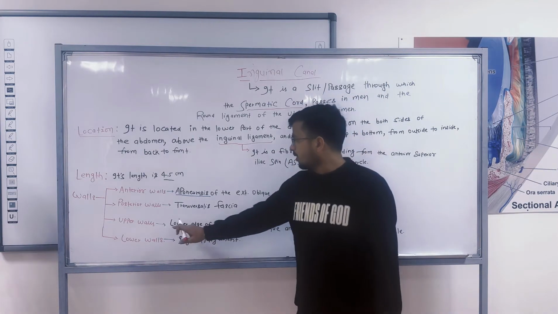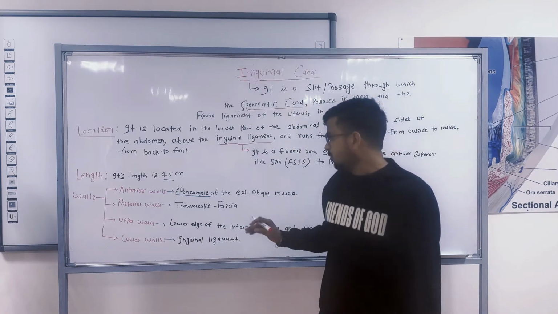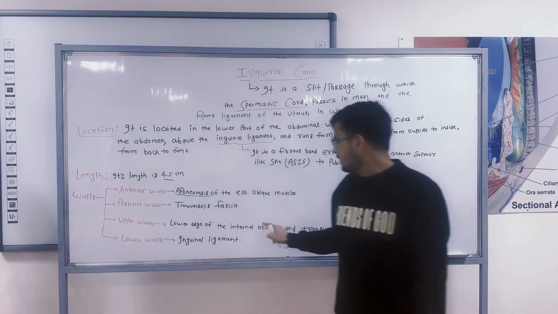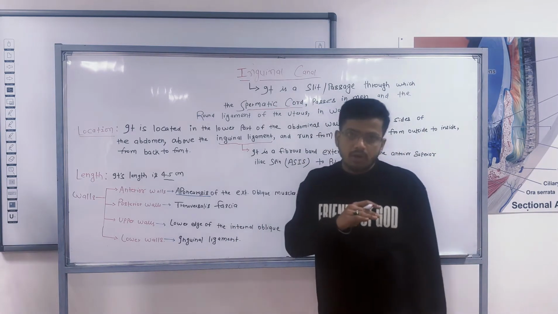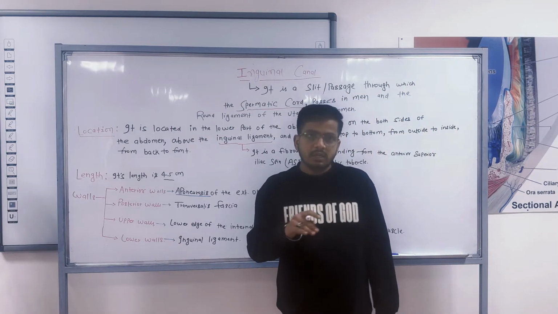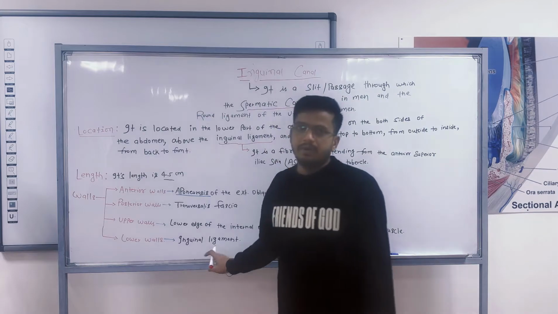Then we have the upper wall, or we can say the roof of the inguinal canal. It is formed by the lower edge of the internal oblique and transversus abdominis muscles, and the lower wall, or we can say the floor of the inguinal canal, is formed by the inguinal ligament.